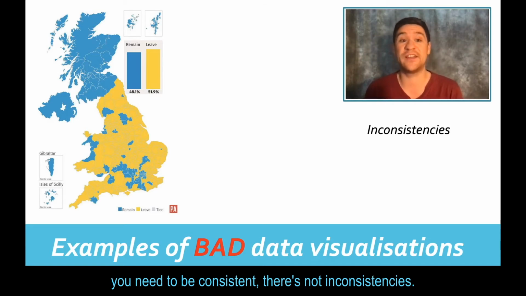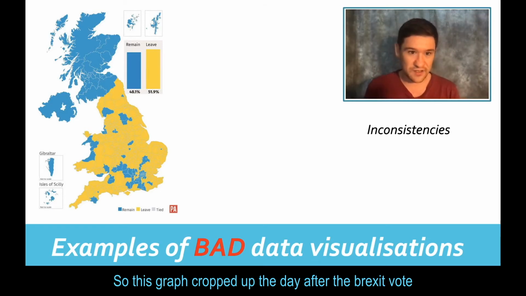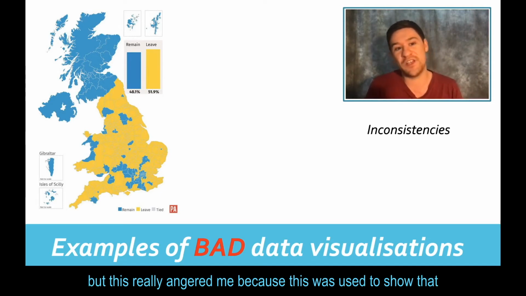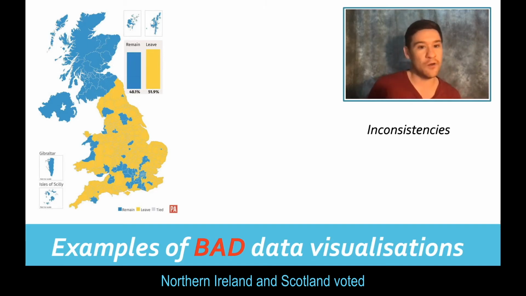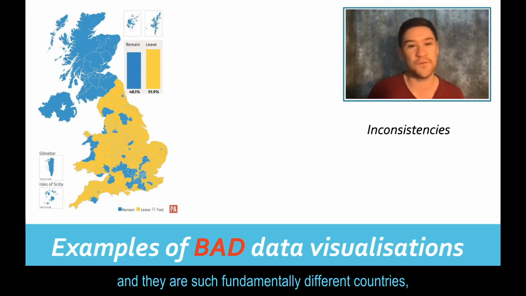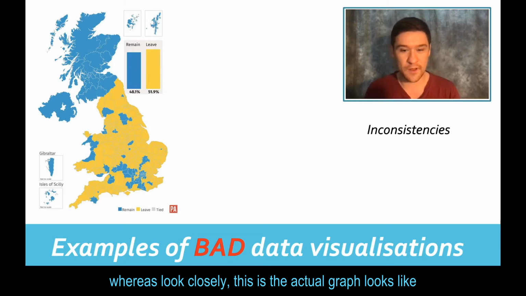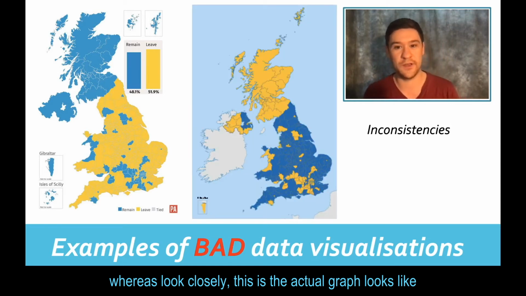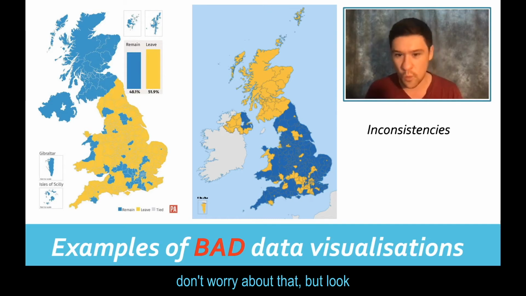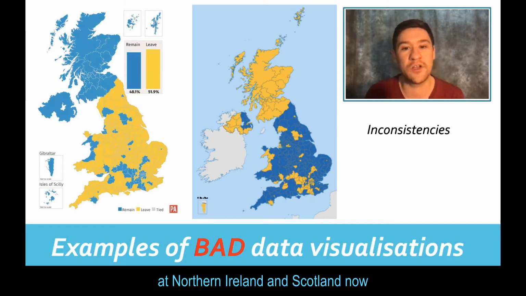There's no inconsistencies. So this graph cropped up the day after the Brexit vote in Britain. I don't care about the politics, but this really angered me, because this was used to show that Northern Ireland and Scotland voted fundamentally different to the rest of the UK, and they are such fundamentally different countries. Whereas look closely, this is what the actual graph looks like. Okay, the colours are inverted, blue means yellow, yellow means blue. Don't worry about that, but look at Northern Ireland and Scotland now.